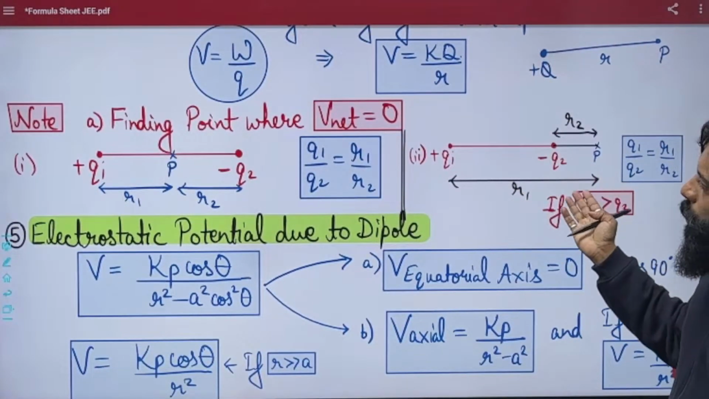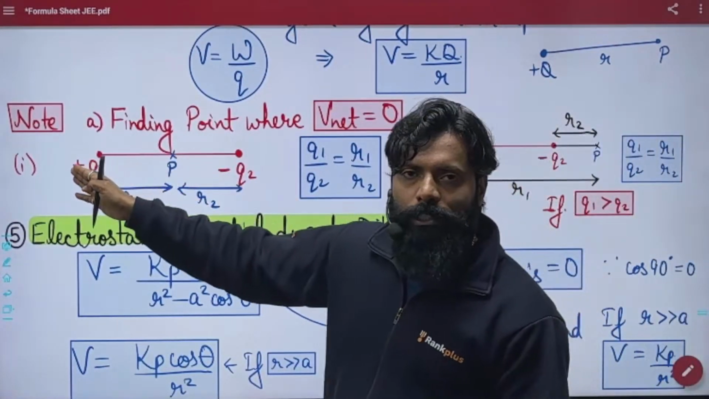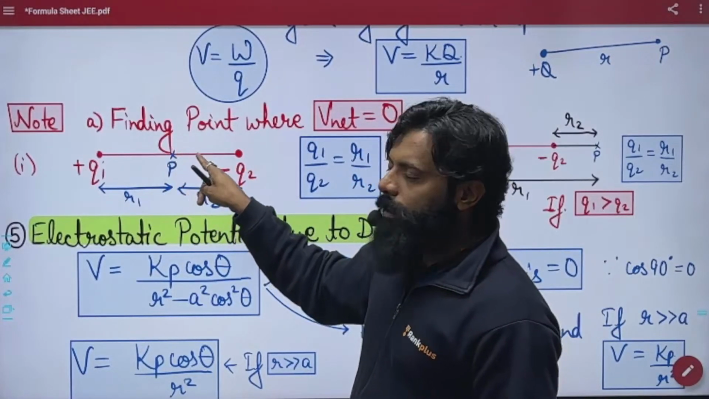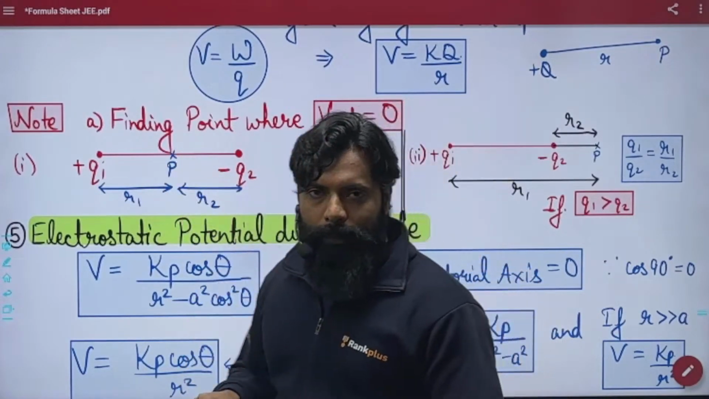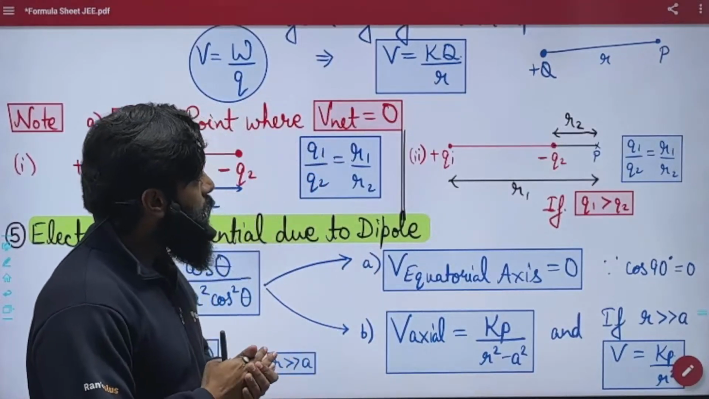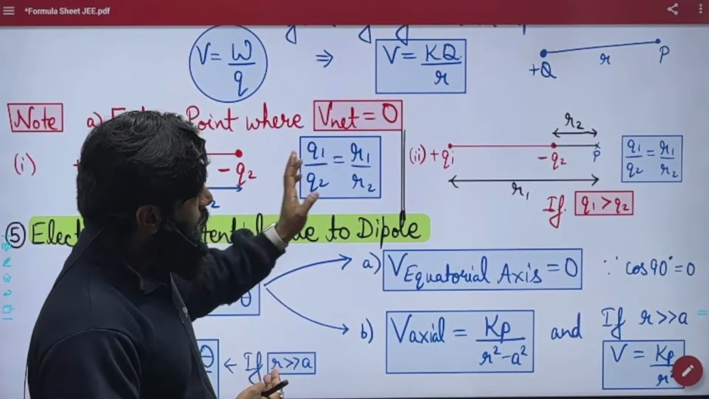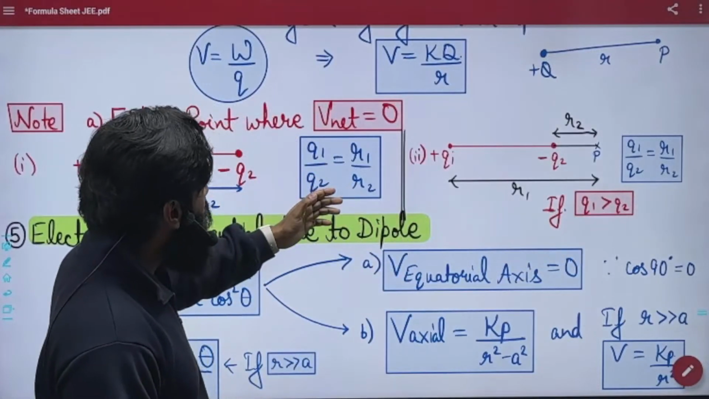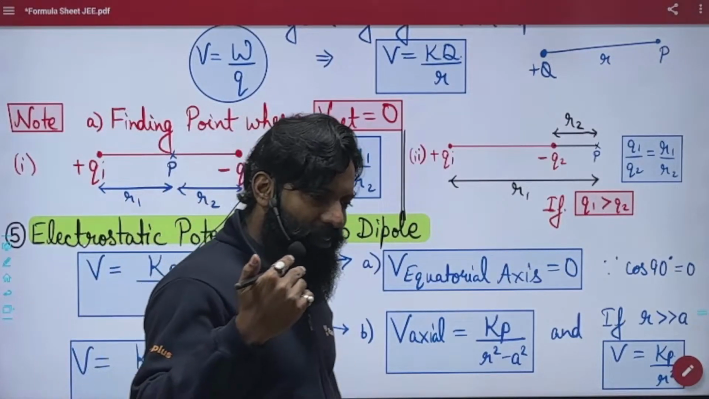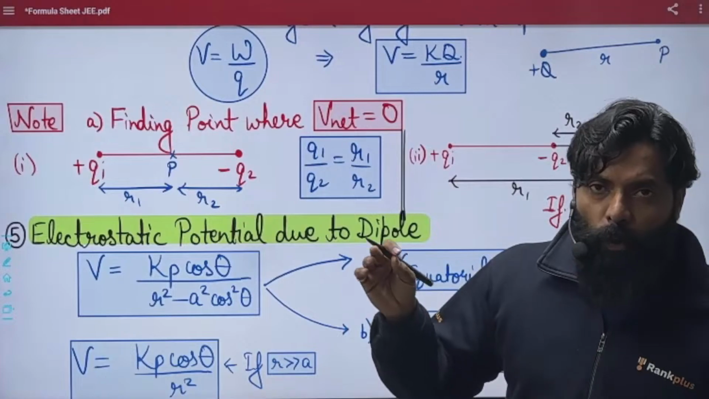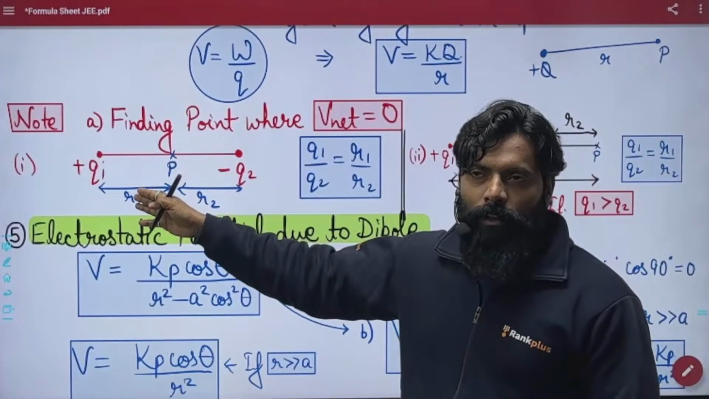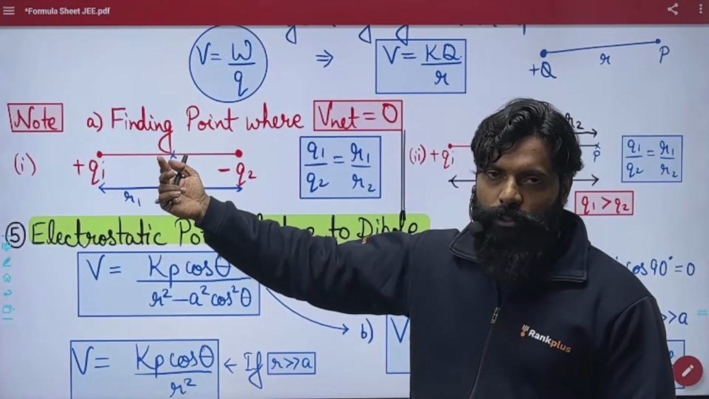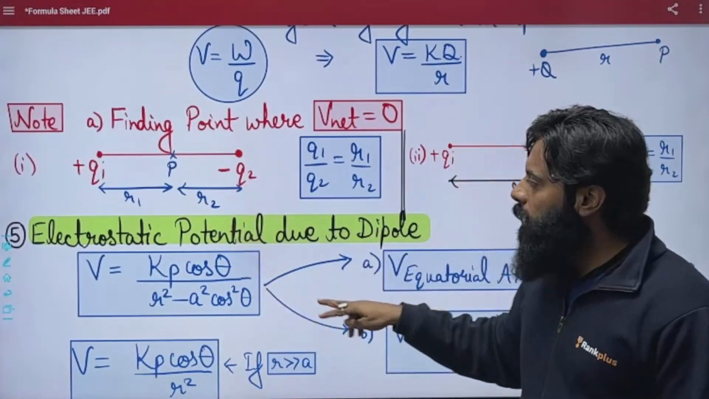Now there are scenarios like if I have opposite charges, Q1 plus and Q2 minus, the null point of the potential will come in between. But if I have unequal charges, then the null point depends on which charge is greater. If I have opposite charges, in case of potential there are 2 points. But in case of electric field or force, I have 1 point.